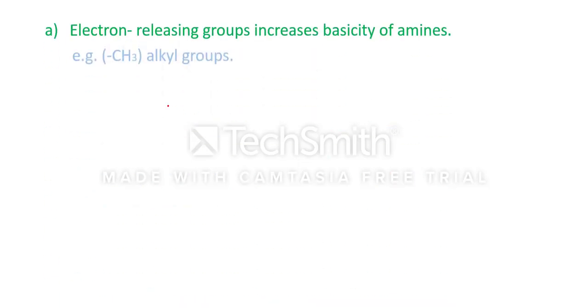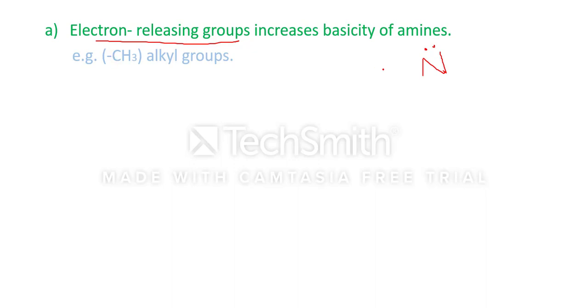Okay, then the next one is the factors affecting basicity, or the effect of the types of substituents on the aliphatic amine. Generally, electron releasing groups, which are alkyl groups, increase the basicity of amines. Electron releasing groups increase the basicity of amines, which means they increase the electron density of nitrogen, so the lone pair of electrons on nitrogen is more available.